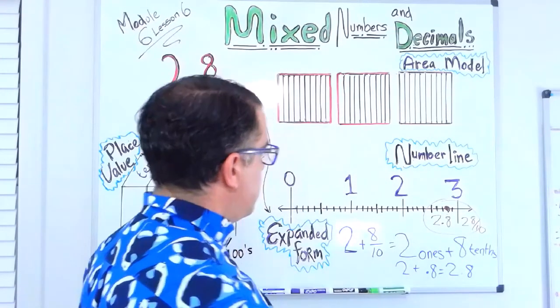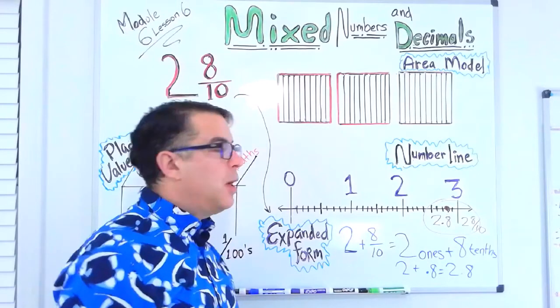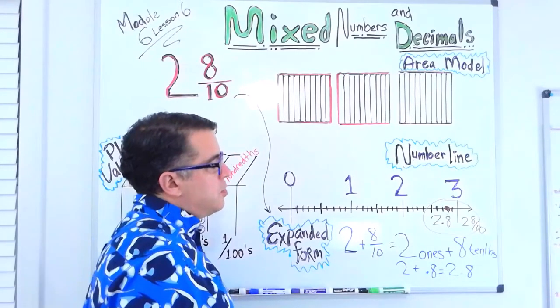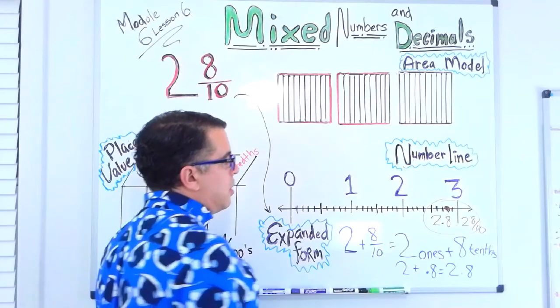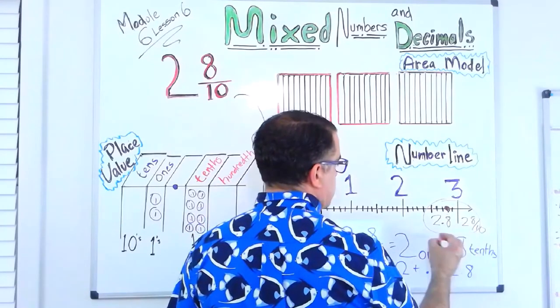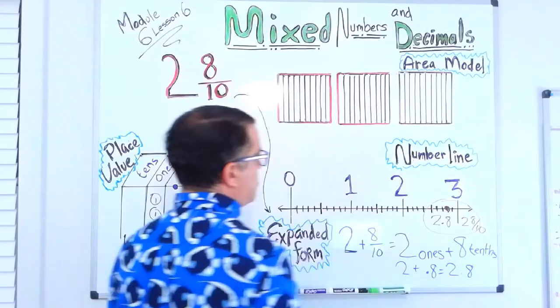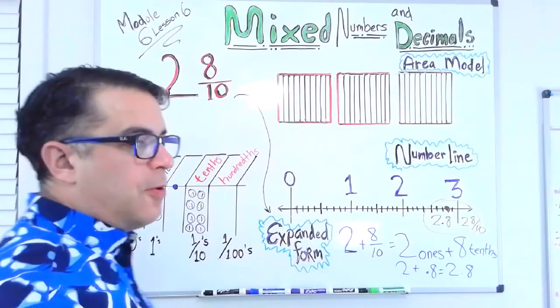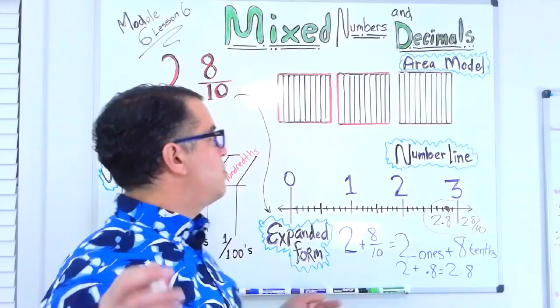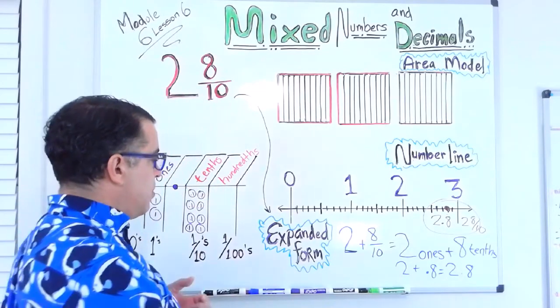Now, on your problem set today, they're going to be asking you, how many more tenths do you need to make a whole number? Of course, you would add 2/10 to 2.8 to get to the next whole number, which is 3. That's real simple. Okay, so far everything here is super simple. Now let's look at the area model up here.